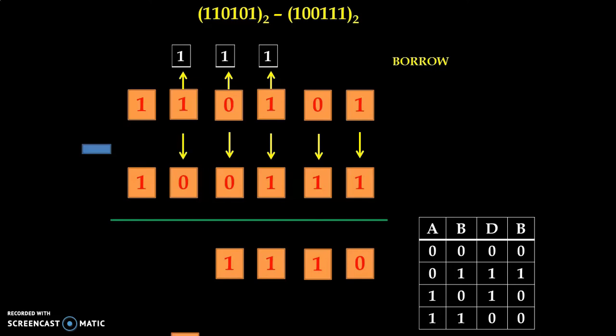0 minus 0, so answer is 0. And last, 1 minus 1, and that is 0. So this way we can do the subtraction. We have to take borrow as and when required, and when we have taken borrow, we have to do the process of subtraction in a slightly different way, right? So this is very important.